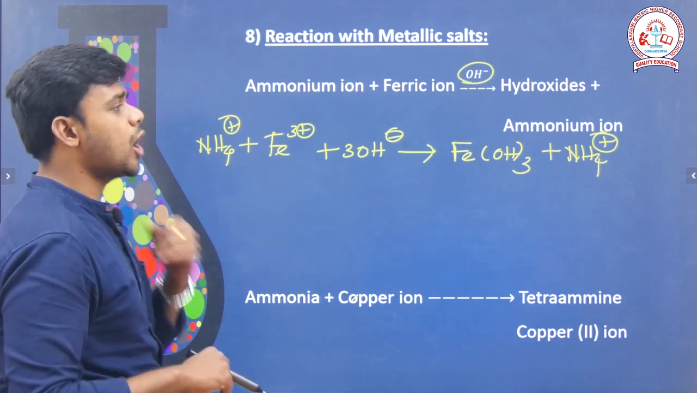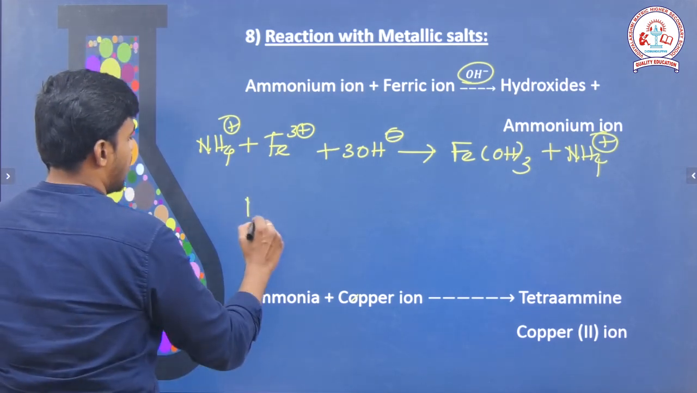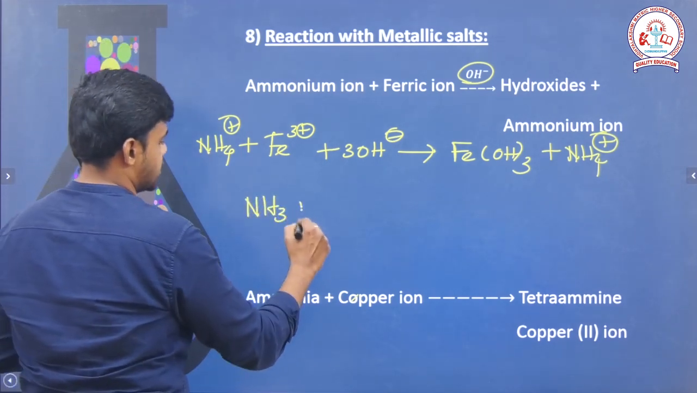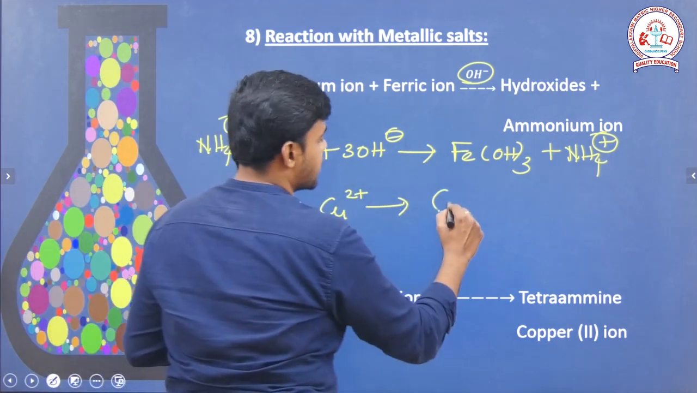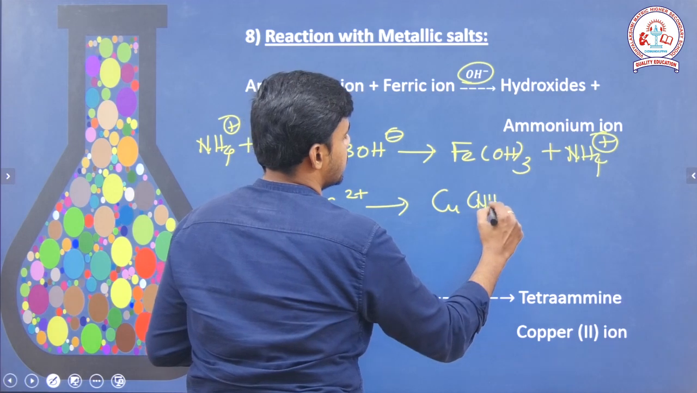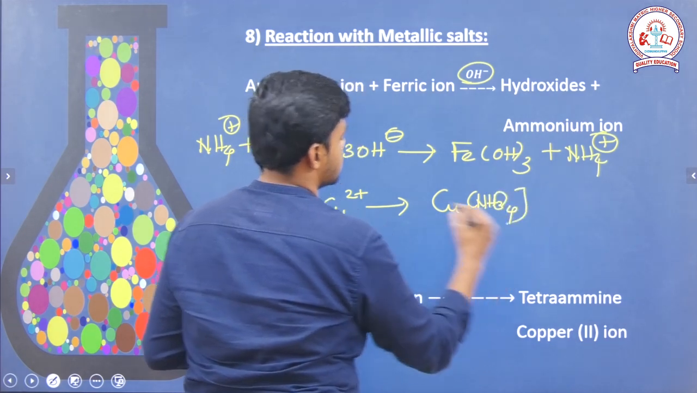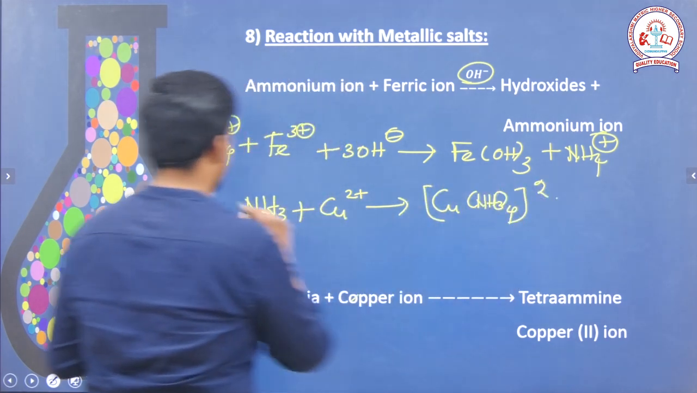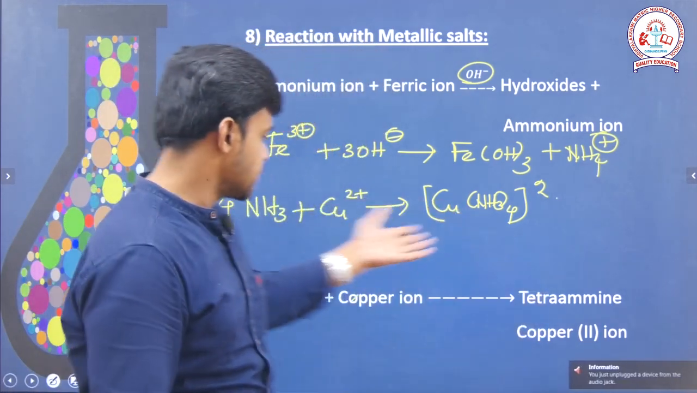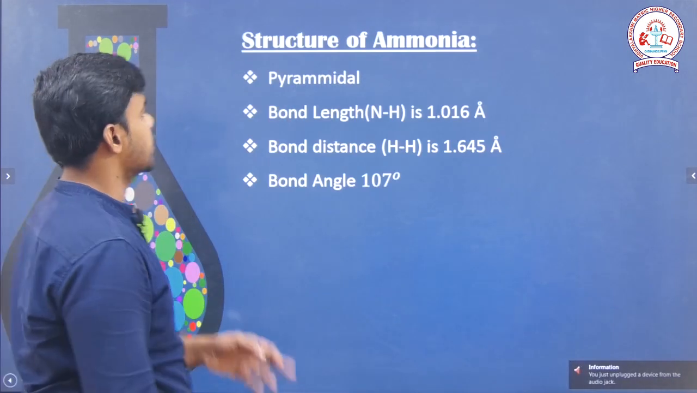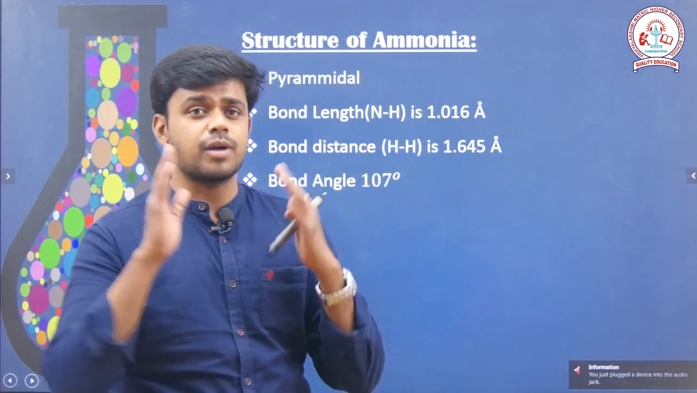Then similarly copper எடுத்துக்கிறீங்க அப்படின்னா ammonia when it is treated with copper Cu2+, it forms tetraammine copper(II), Cu(NH3)4 2+. So 4 ammonia எடுத்துருக்கேன். Okay, so tetraammine copper(II) ion நமக்கு கிடைக்குது. So that's what its reaction with metal salt. Last to the conclusion, we have come to the structure of an ammonia.